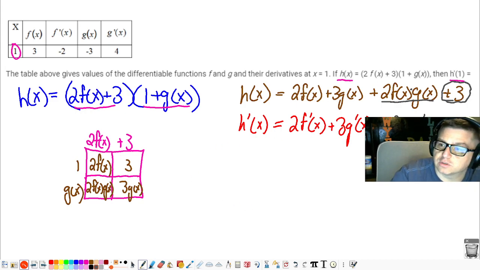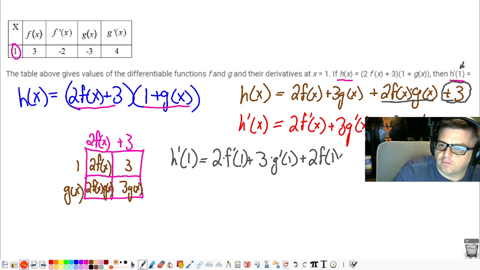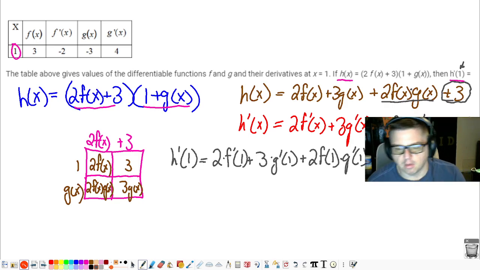Now, once we have this whole long equation, what they want us to do is find it at a specific value. So we're going to take h prime and plug 1 in. So we're going to do 2 times f prime at 1 plus 3 times g prime at 1 plus 2 times f of 1 times g prime at 1 plus g at 1 times 2 f prime at 1. Which I hope doesn't feel too complicated.